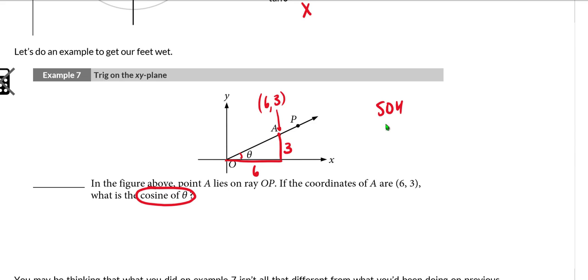Let's write down SOHCAHTOA, as we always do. The relevant angle is theta. The 6 is our adjacent side. The 3 is our opposite side. And then we have our hypotenuse.